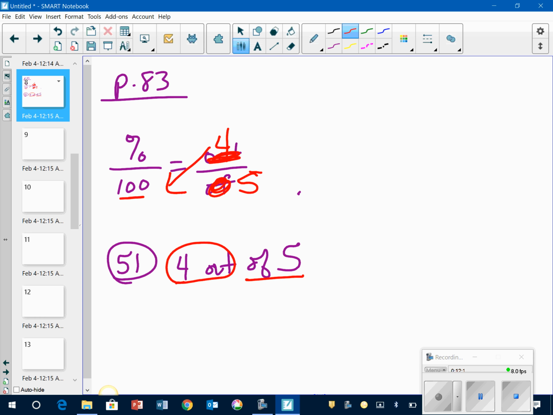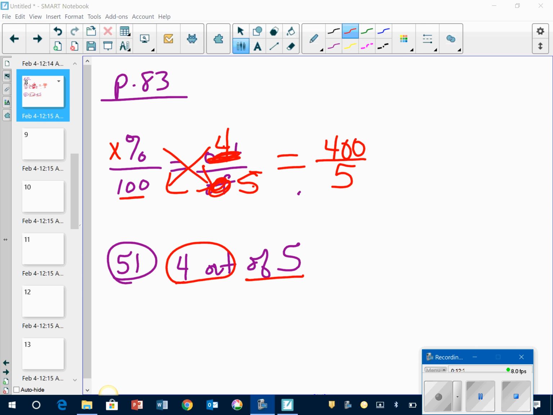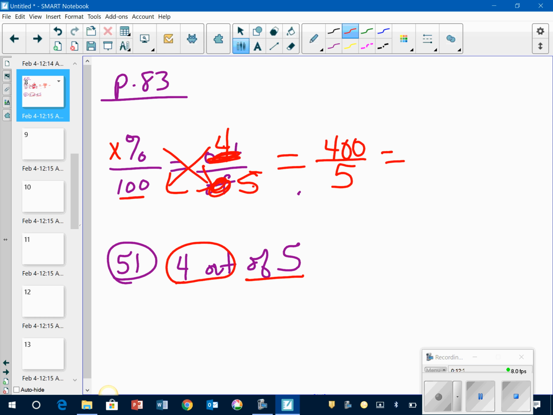Okay, you're going to cross multiply. Right now our percent is going to be the x because it's our missing number. So x times 5 would be 5x, and 4 times 100 would be 400. And 400 divided by 5 would be 80. So our answer is 80. So 4 out of 5 would be 80%.